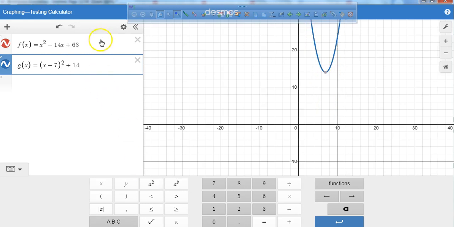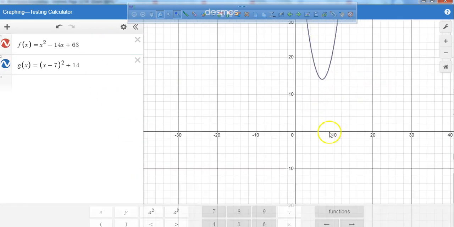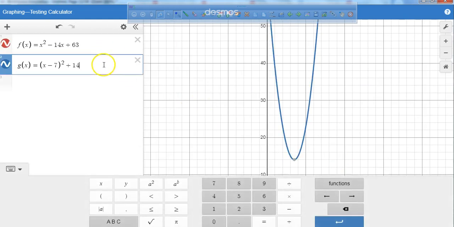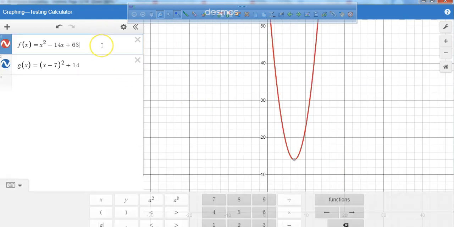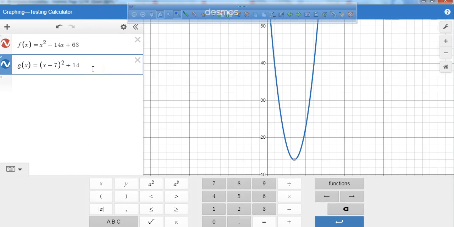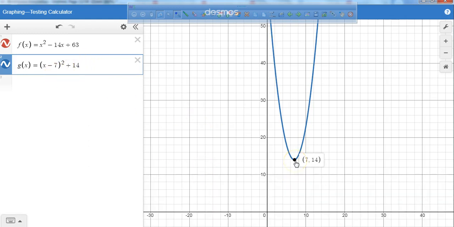There we go. So now you can see that these parabolas right here are the exact same parabola. This is in standard form. This is in vertex form. And vertex form clearly lets me know what the vertex is, which is a 7 and a 14. How do you figure out the vertex? Like, what number would you plug in there to make it equal to 0? And then whatever number that is at the end. That's why it's a 7 and a 14.